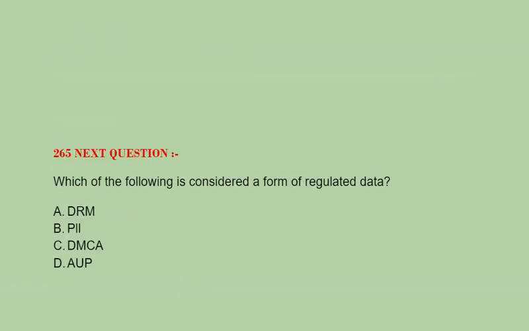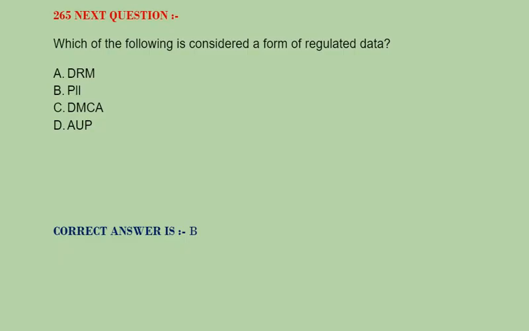Question is which of the following is considered a form of regulated data? Option A DRM, option B PII, option C DMCA, option D AUP. Correct answer is option B.